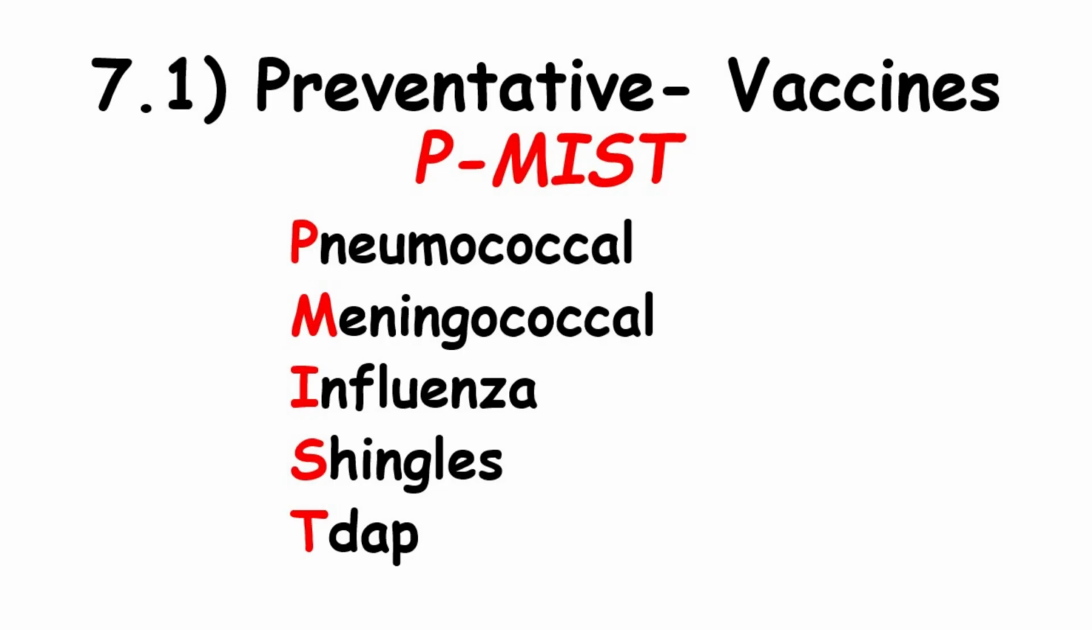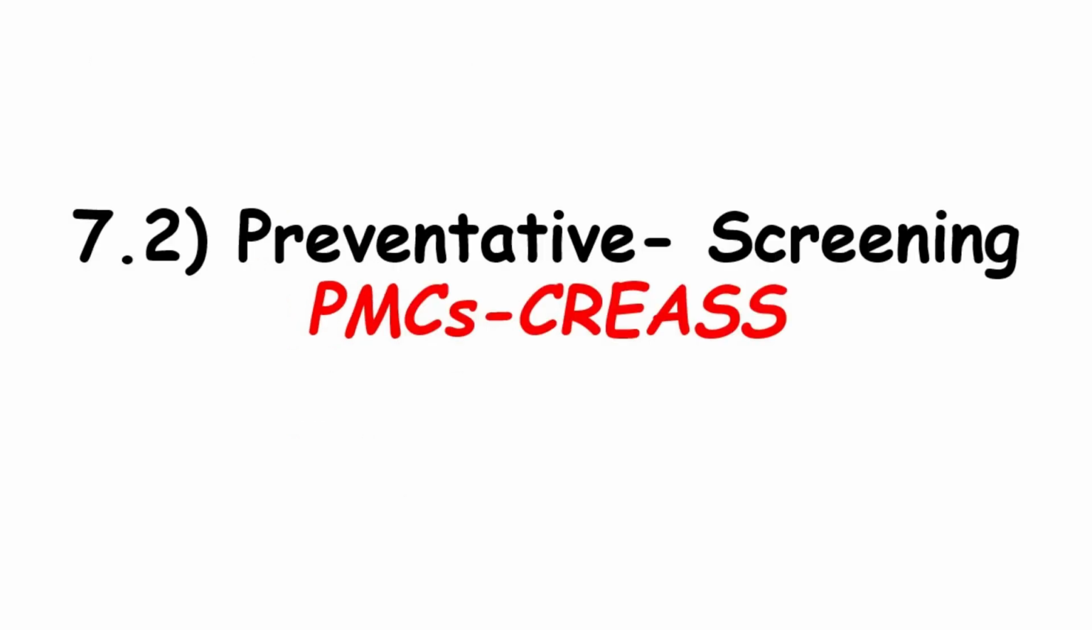So for the vaccines, the acronym is PMIST, which are the standard adult vaccines, and that includes your pneumococcal, meningococcal, influenza, shingles, and Tdap vaccines. You don't really need to order these if the patient is fully vaccinated, but if you did, it probably wouldn't hurt.